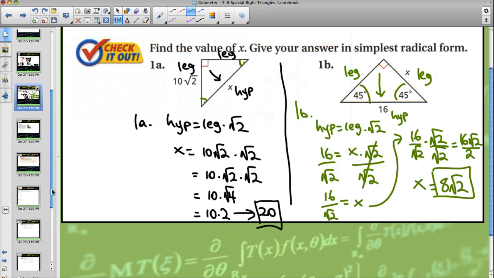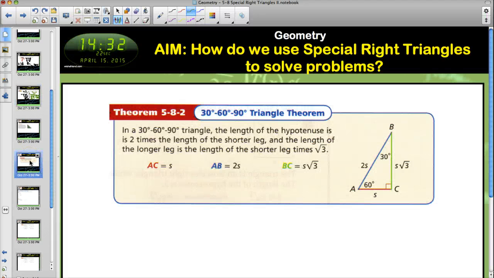Okay, so moving into the next concept of the 30, 60, 90 triangle. In the 30, 60, 90 triangle, the length of the hypotenuse is twice the length of the shorter leg, and the length of the longer leg is the length of the shorter leg times the square root of 3. So if AC is 5, then the hypotenuse is going to be 10 because the hypotenuse is double the length of the short side. If the short side is 5, then the long side is going to be 5 radical 3.